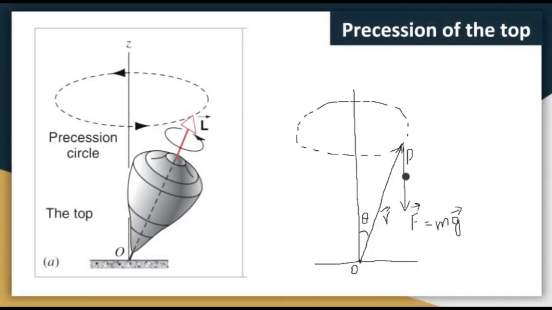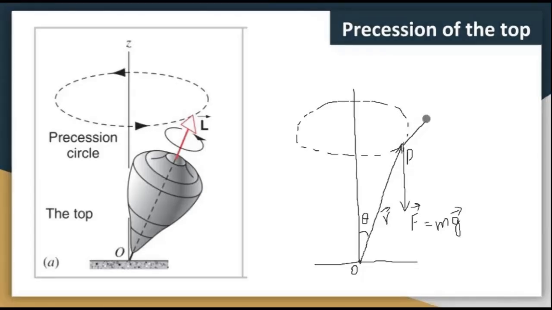Because of this gravitational force, a torque acts on the particle. The direction of the torque can be determined using the right hand rule. So that is r cross F. So this is the direction of the torque.